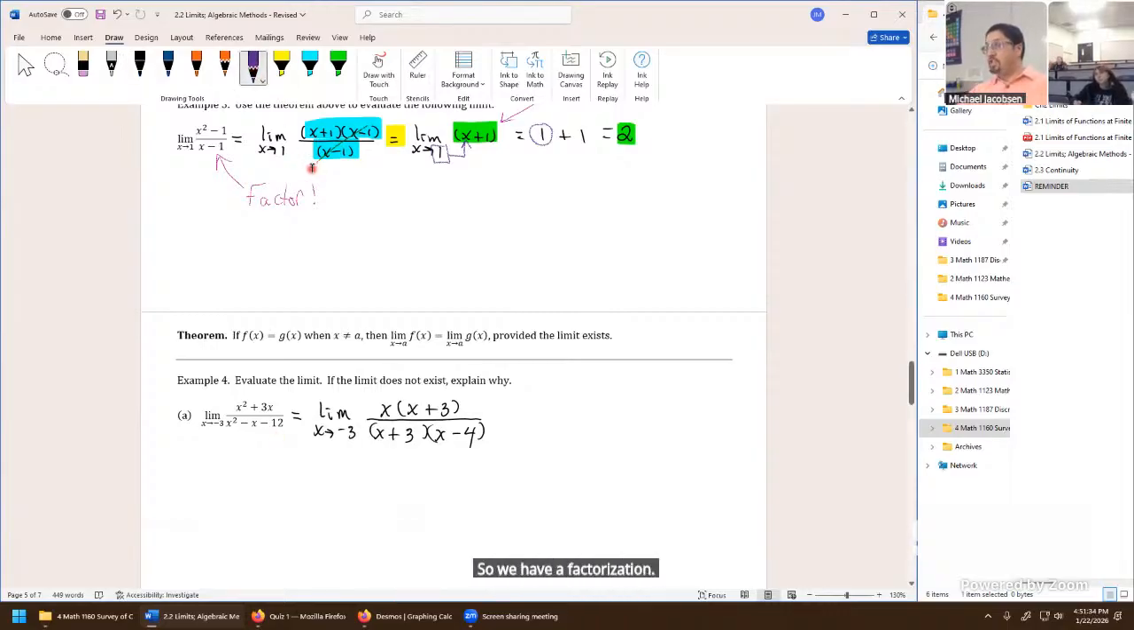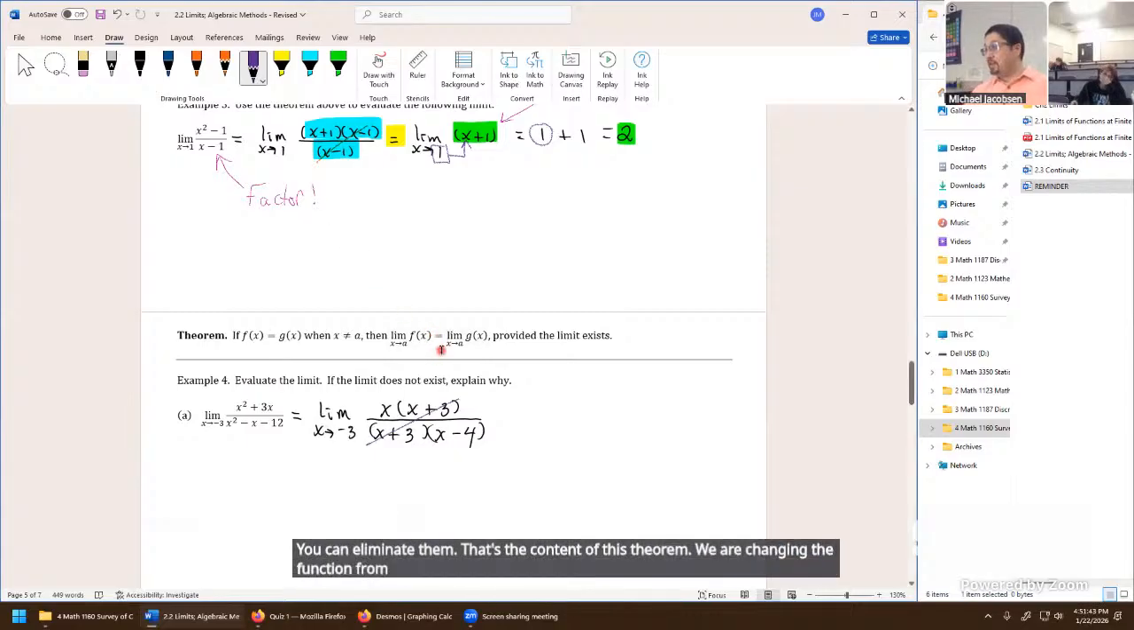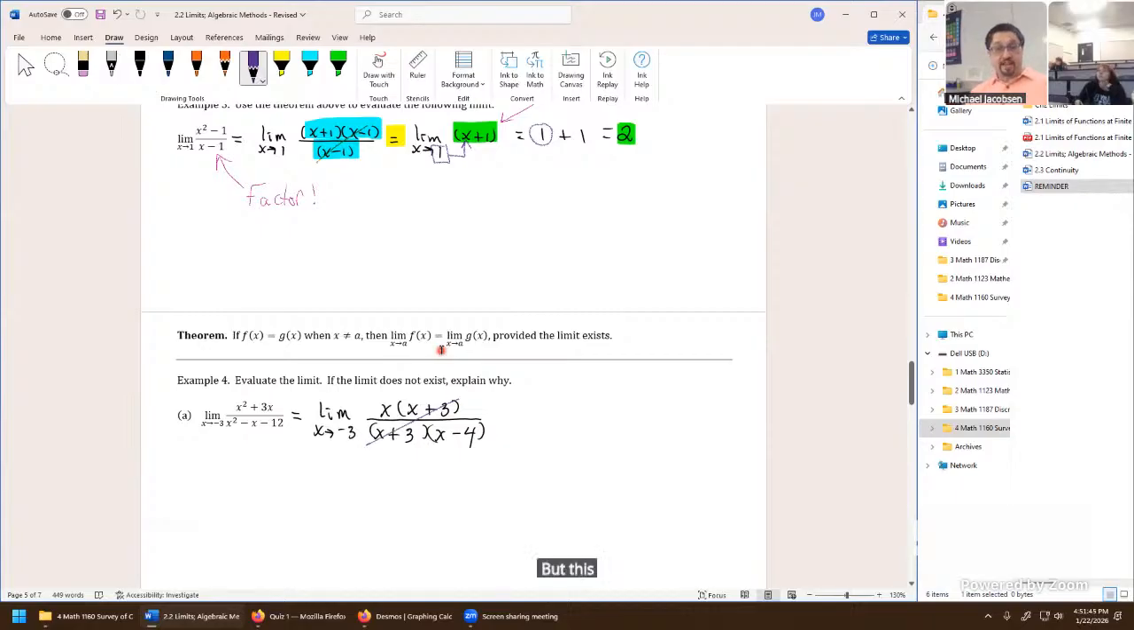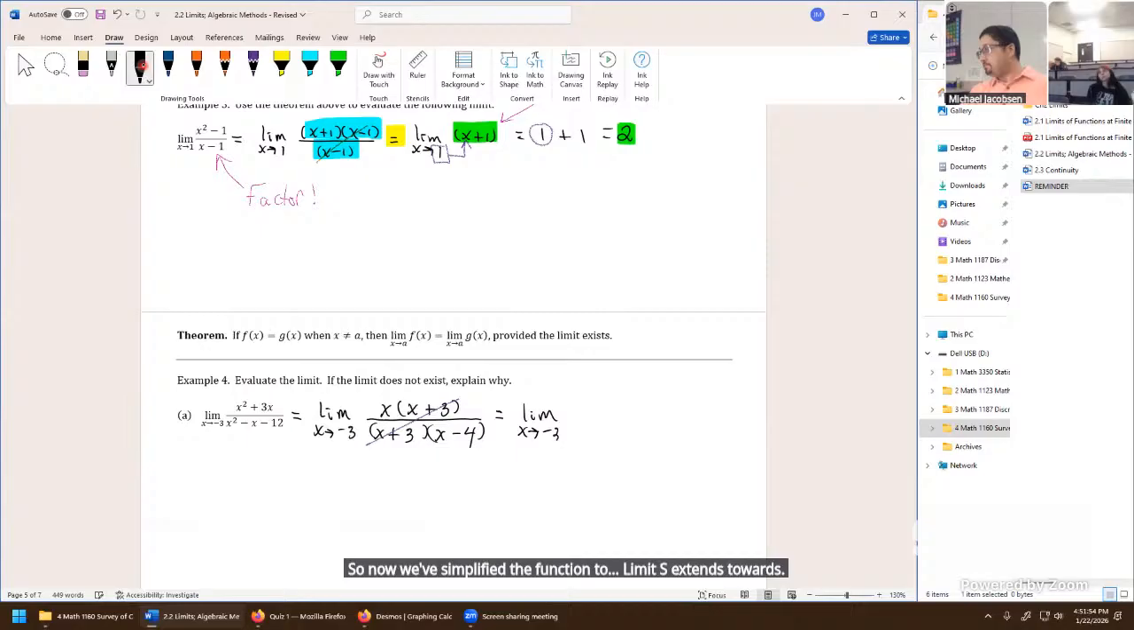But now we just redo this step. If you factored it and you see common factors, you can eliminate them. That's the content of this theorem. We are changing the function from one to another, but this theorem allows for that in evaluating limits. So now we've simplified the function to the limit as x tends towards -3 of just x divided by x minus 4. This is a nice function.